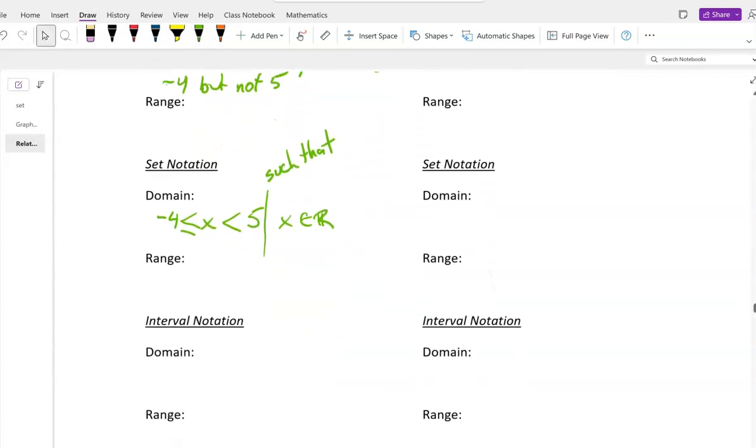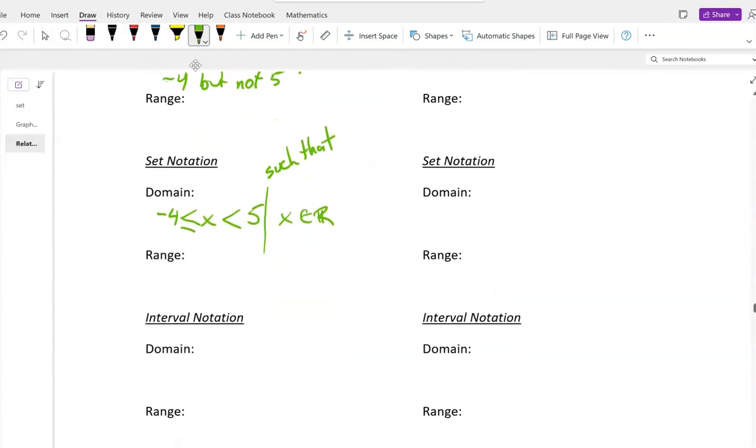Okay, let's try it in interval notation. So this is just from -4 up to 5. Square bracket included, round bracket not included.